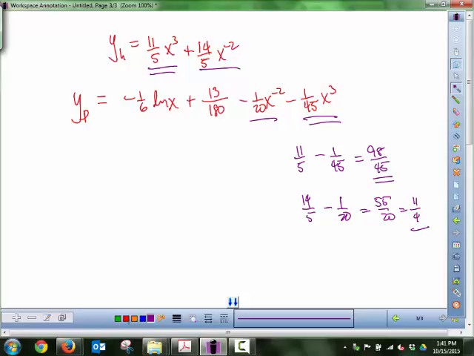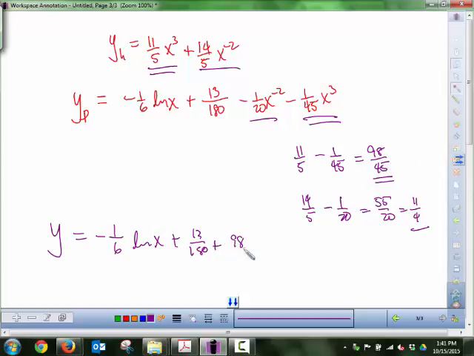So y is equal to, let me write it with the y sub p first, 1 over 6 negative ln x plus 13 over 180, and then these constants plus 98 over 45 x cubed plus 11 over 4 x to the negative 2.